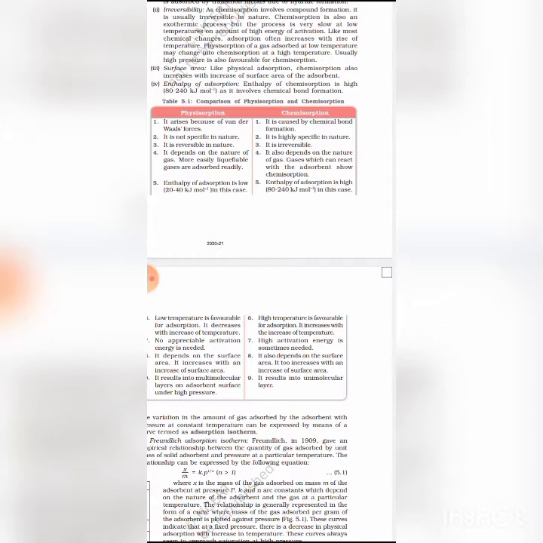Physisorption depends on the nature of the gas. More easily liquefiable gases are adsorbed readily. But chemisorption also depends on the nature of the gas, and gases which can react with the adsorbent show chemisorption. For physisorption, the enthalpy of adsorption is low, about 20 to 40 kilojoule per mole. For chemisorption, the enthalpy of adsorption is high, about 80 to 240 kilojoule per mole.